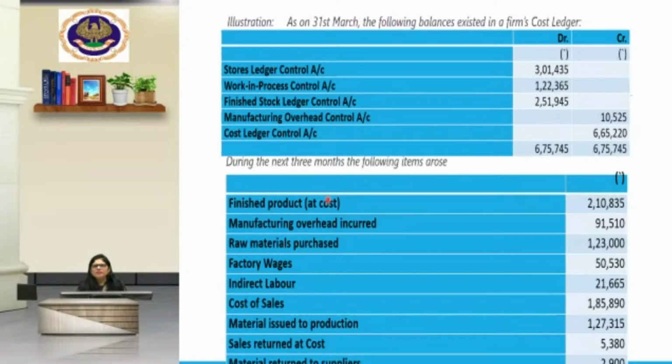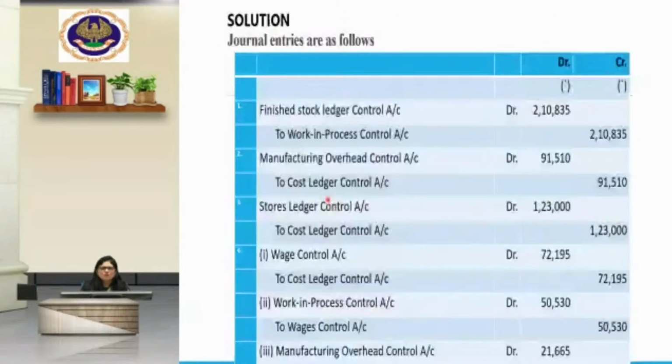Can you tell me the journal entry for the first, finished product at cost? Finished product at cost means cost of goods manufactured. That means it will be transferred from WIP to finished goods. Cost of production is transferred from WIP to finished goods for sale. So the entry will be finished goods control account debit to WIP account.